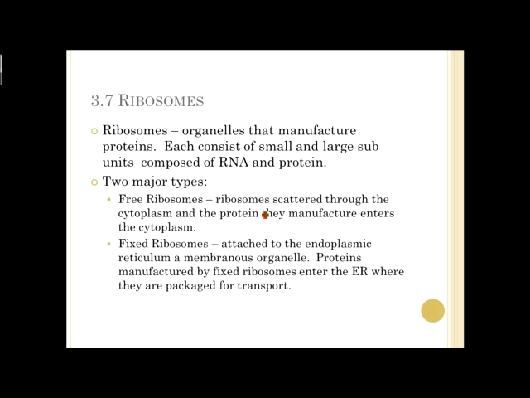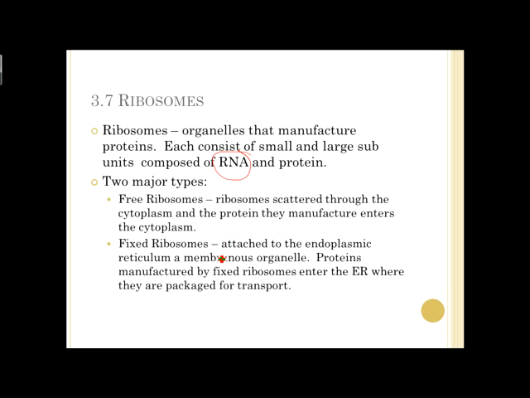3.7 Ribosomes. Organelles that manufacture proteins. Each consists of a small and large subunit composed of ribosomal RNA and protein. Two major types. We have free ribosomes, ribosomes scattered through the cytoplasm, and the protein they manufacture enters the cytoplasm.